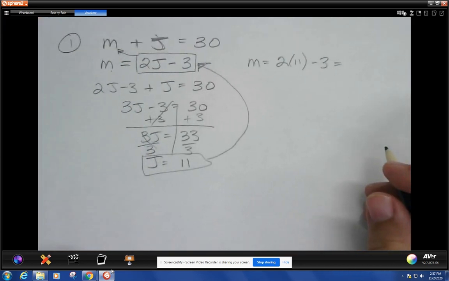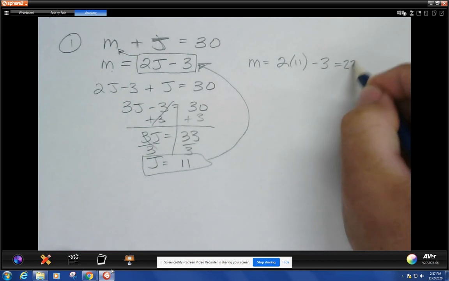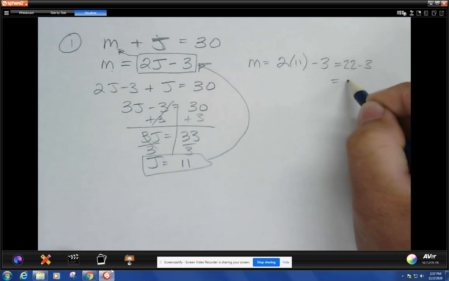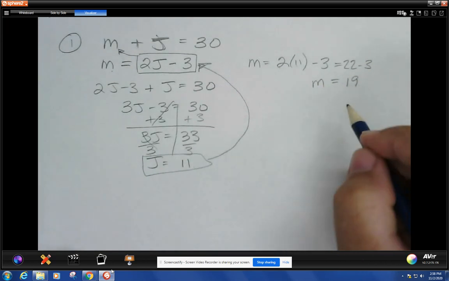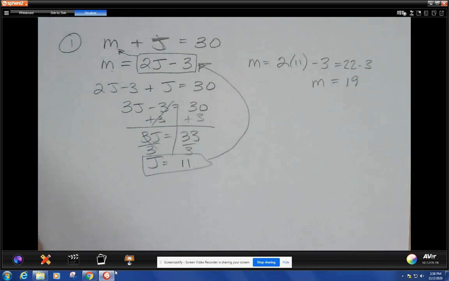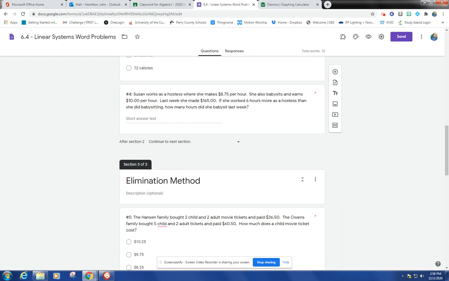So we're on the home stretch. Look, 2 times 11 is 22. 22 minus 3 equals 19. So that means Mike is 19 years old. We can go back to our equation right here and choose 19 years old. Okay? Now let's look at one more example.